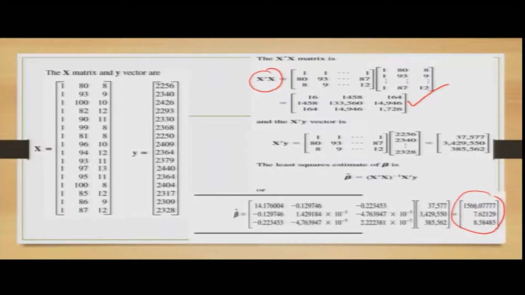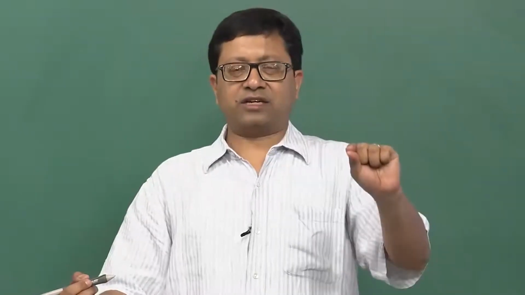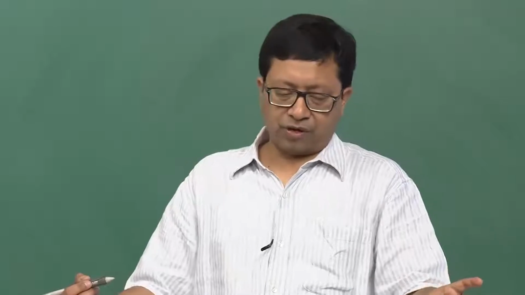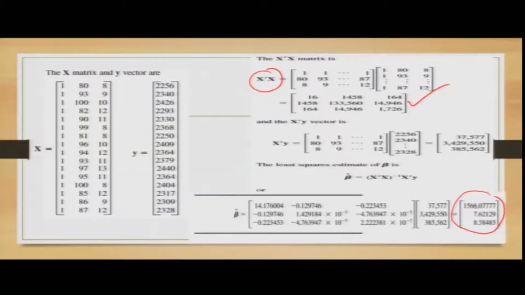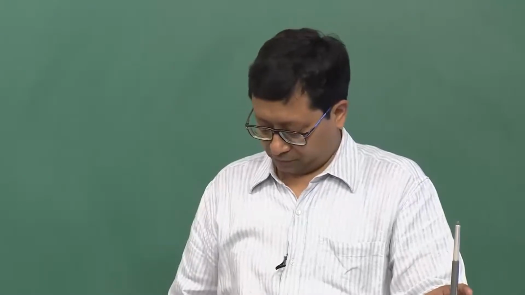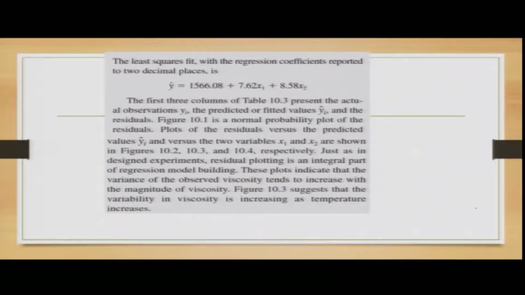So, it will be 7.6 for beta 1, which means that for the change of the temperature, the rate of change of the viscosity for that polymer in centistokes would be of the unit of 7.6. So, 1 unit change in the degree centigrade temperature would increase or decrease the value of the viscosity level by 7.6. Similarly, for the polymer catalyst values, beta 2 would be a value of plus 8.5. So, the least square fit with the regression coefficients as given here would be y hat.